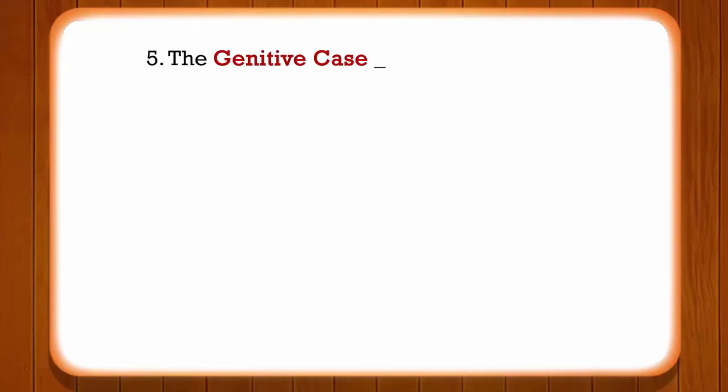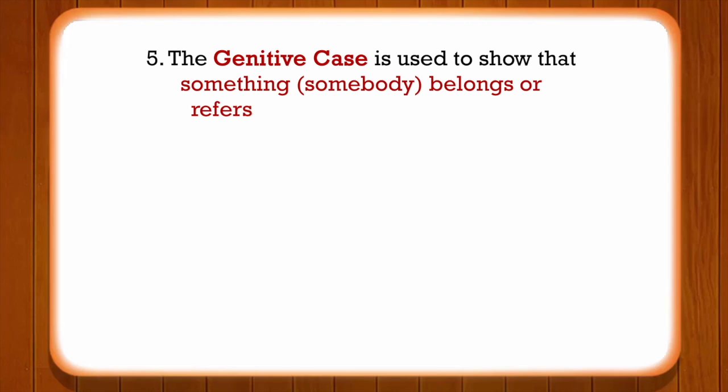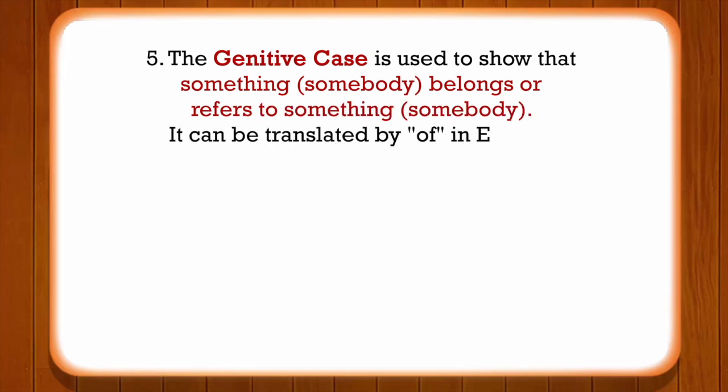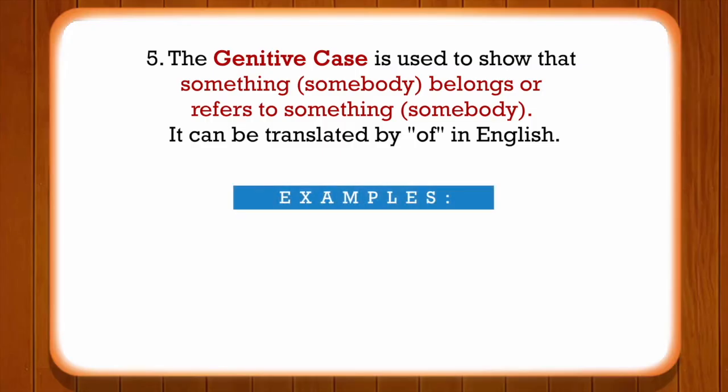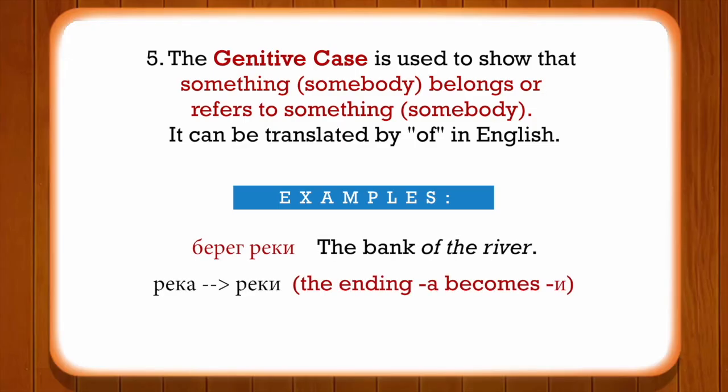Now let's go ahead and pay attention to the fifth case, which is known as the genitive case. The genitive case, also known as roditelni padezh, is used to show that something or somebody belongs to or refers to something. It can be translated by of in English. Ruchka brata. So, pen of brother. Bereg reki, the bank of the river, and many more examples which signify that it belongs to somebody or someone.